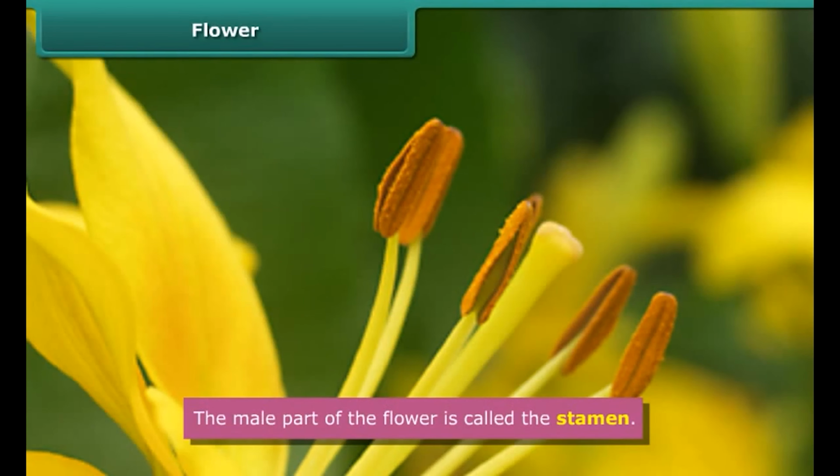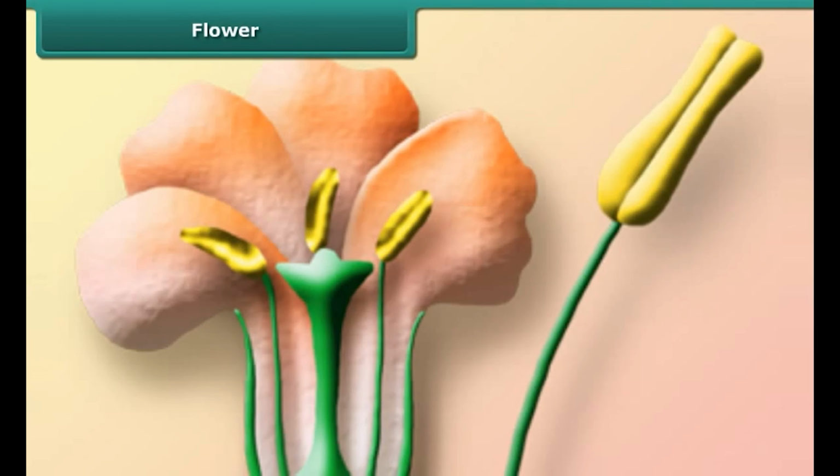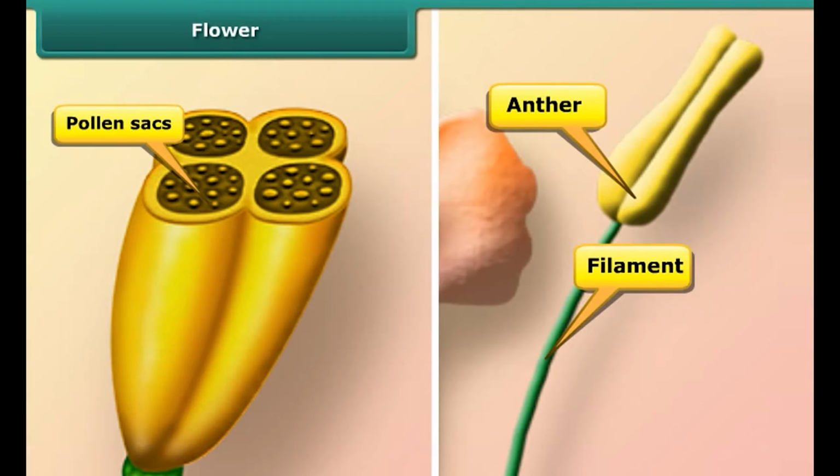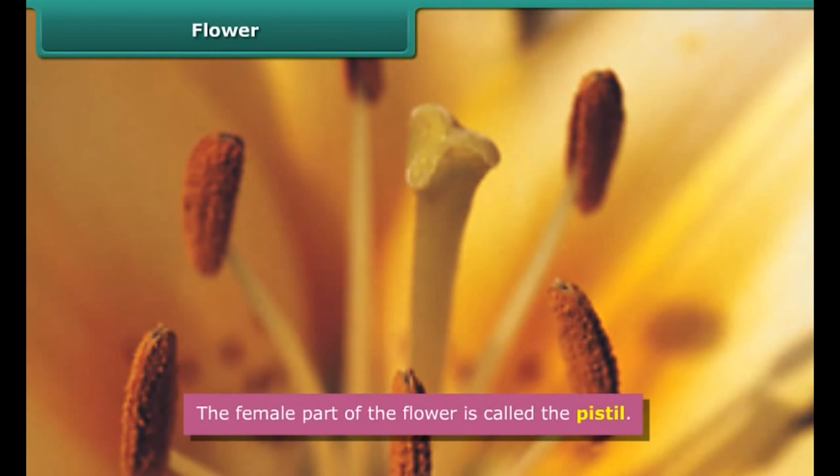The male part of the flower comprises one or more stamens. Each stamen is a stalked structure. The stalk is called the filament. Atop the filament are two sacs containing pollen. These sacs are known as anthers.